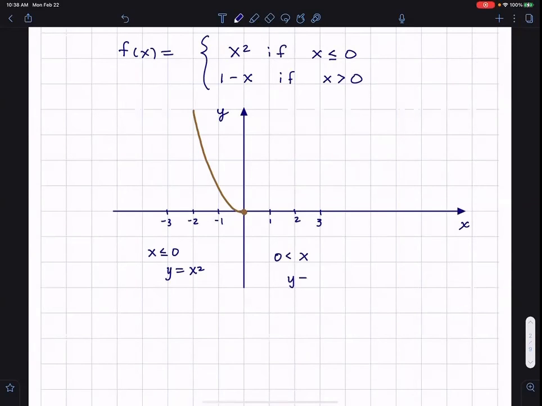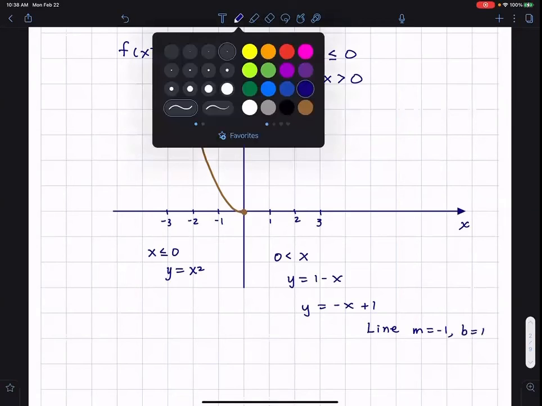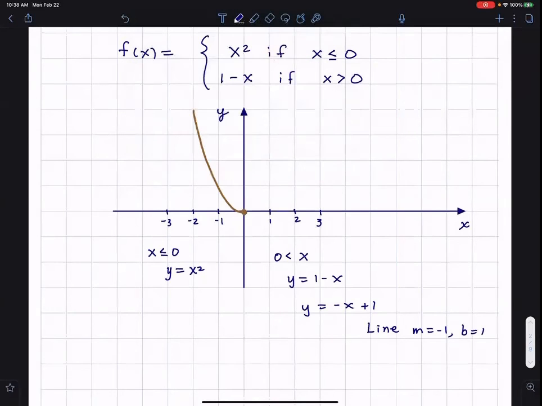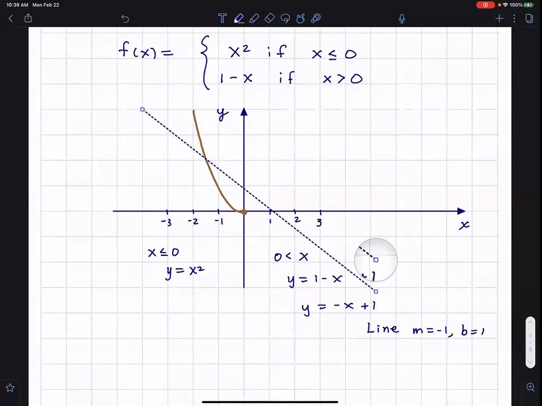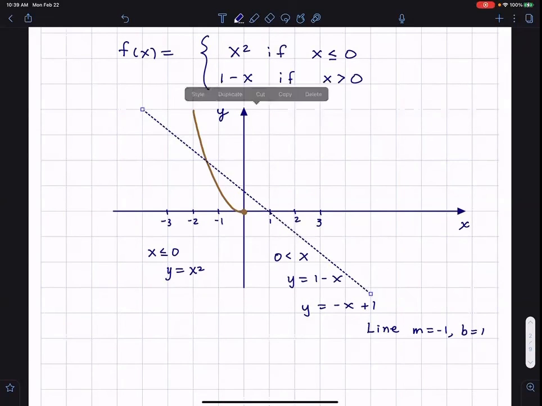And then the part where x is greater than 0, I have y equals 1 minus x, but that can also be written as negative x plus 1. So this is a line. m equals negative 1, b equals 1. So again, you can draw more of the line as a starting point. The intercept is 1 and the slope is negative 1. You can plot points for lines too. You plot 2 points, throw in a third just to make sure. And if you have this y equals mx plus b form, it's easy to plot points. So that's the line.